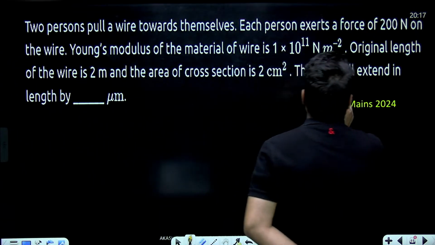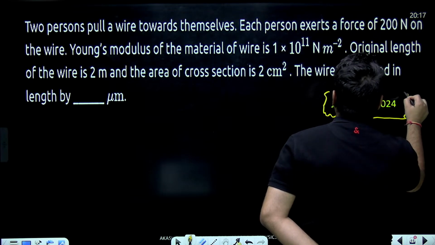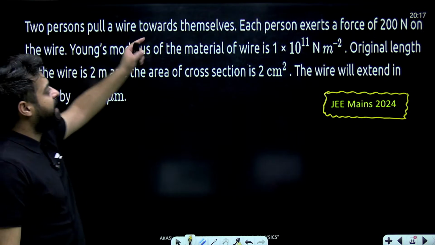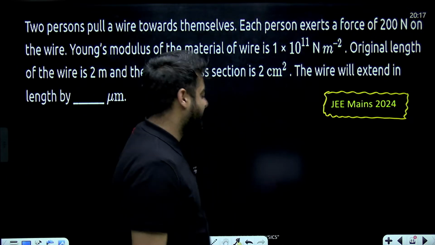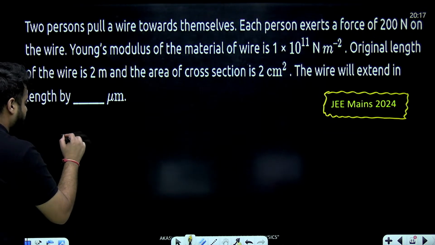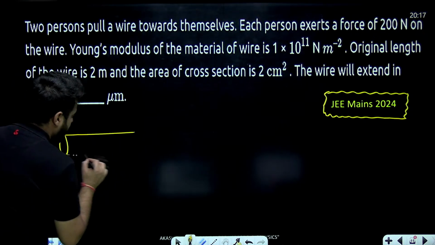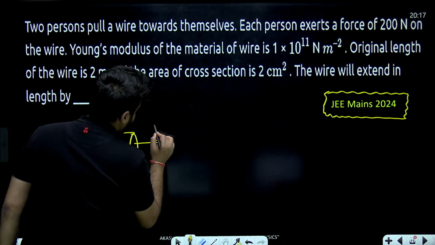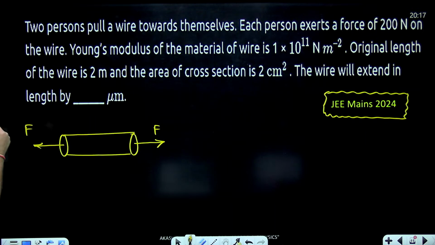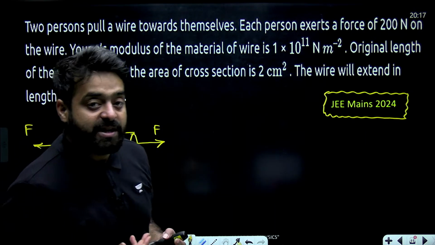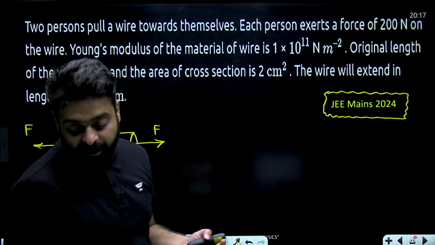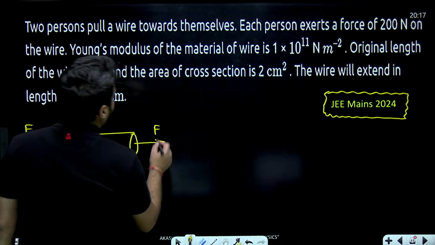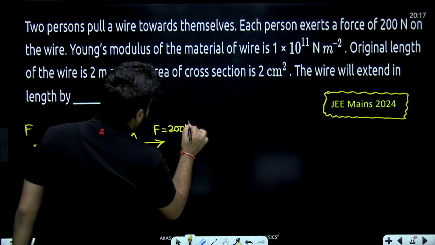See the problem. It is coming from JEE 2024 and the problem is highly simple. Please try to understand. Two persons pull a wire toward themselves. There is a wire and they are trying to pull it toward themselves, means they are trying to apply the force F. Can I say this is called what kind of stress? This is called tensile. It gets extended by some value of x. Each person exerts a force of 200 Newton.